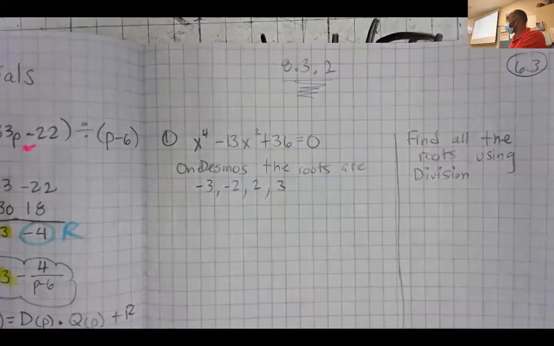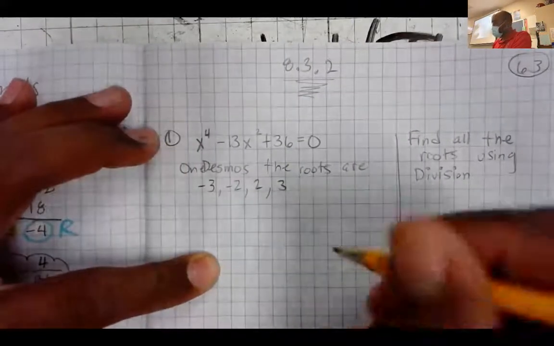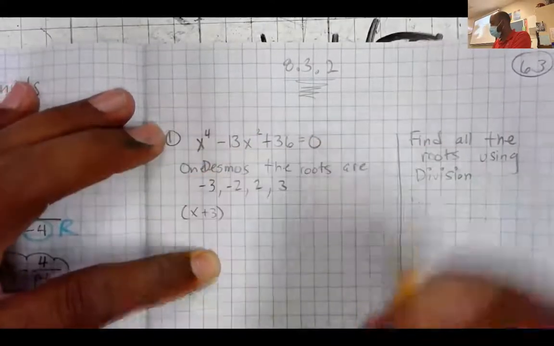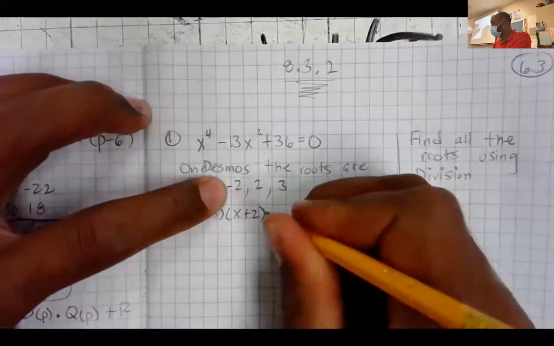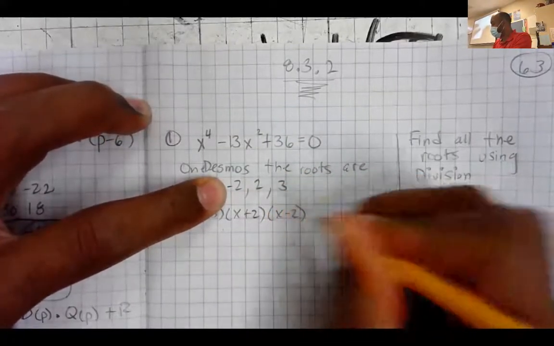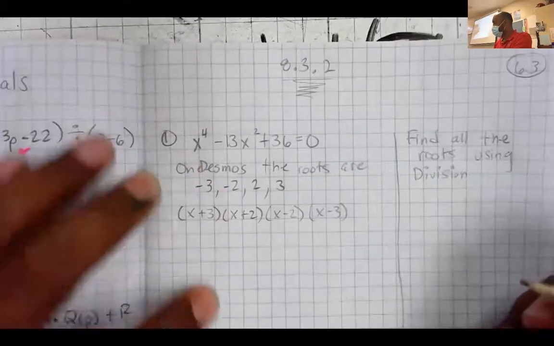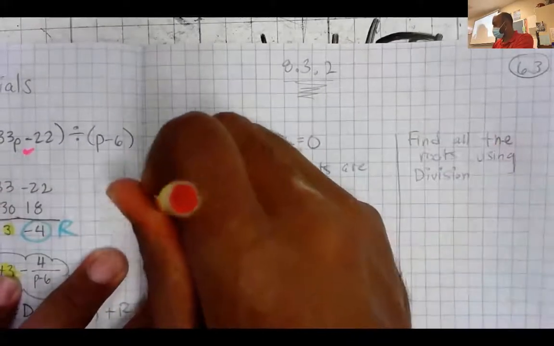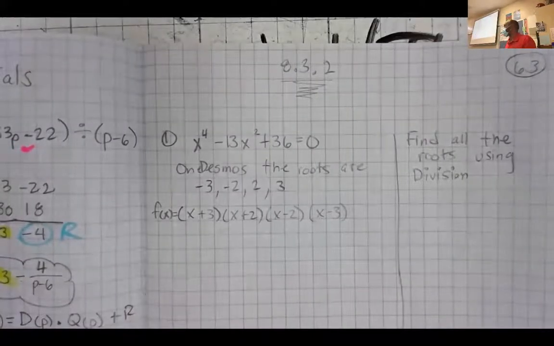I don't have to work in synthetic division or anything like that. I'm simply just going to write out the factors from that. So x plus 3, because it's minus, and then x plus 2, and then x minus 2, and then x minus 3. So now we've got all the factors. I'm just going to write f of x equals here. That's pretty much all the factors.